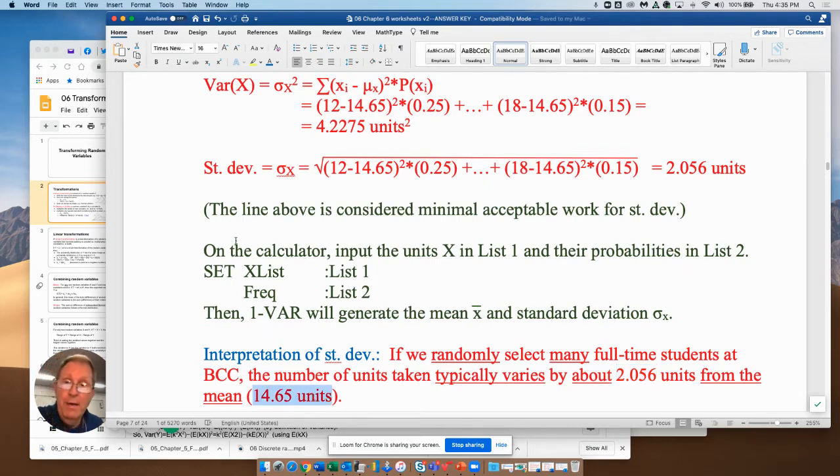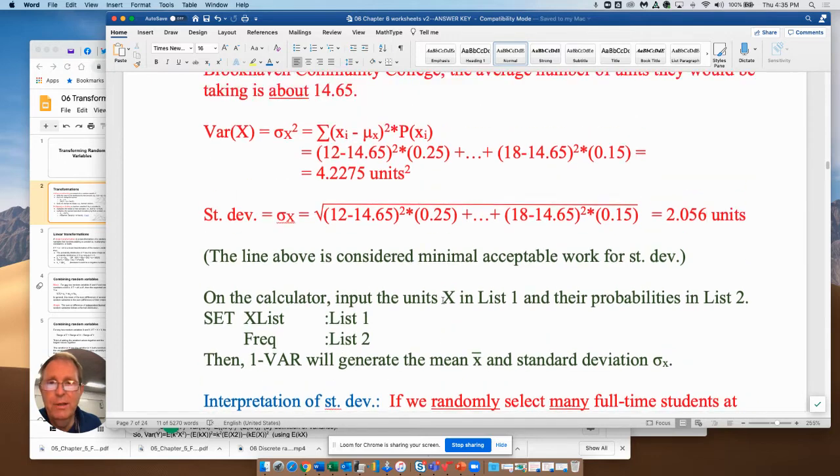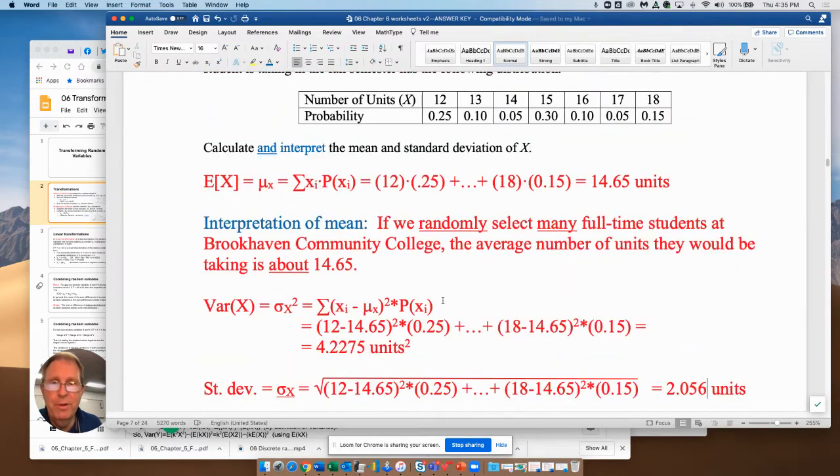Now, I have a line here, and I want to just emphasize this. The line right above is my calculation of standard deviation. That line is considered the minimal acceptable work for standard deviation, and you always have to show your work. But oftentimes, we'll just plug the numbers into the calculator to come up with our answer. We have to write this out to show our work, but the answer will come from the calculator. We're not going to punch in all these numbers. So let me just take a second here and show you how we get all those numbers into our calculator.